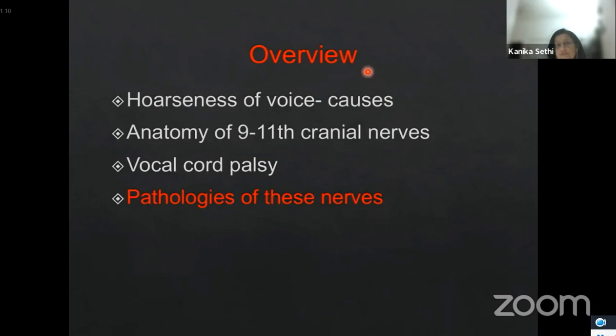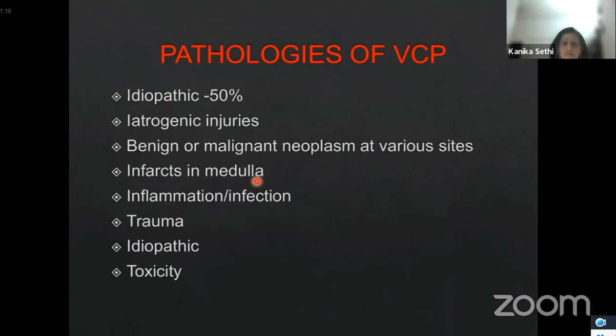So we have seen the anatomy of the larynx and of the lower cranial nerves. We have seen the signs of vocal cord palsy. Let's move on to some of the examples. In about 50% of the cases, vocal cord palsy is idiopathic and you don't see any cause. They can be iatrogenic. It can be because of some neoplasms, which can be benign as well as malignant. Then lesions involving the medulla. You can have infections, trauma, idiopathic causes, or any toxicity.